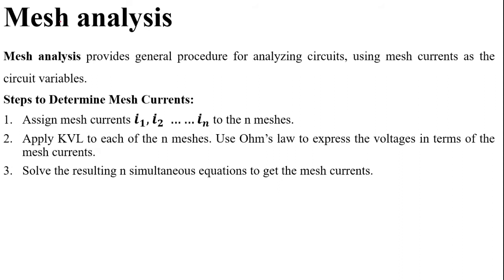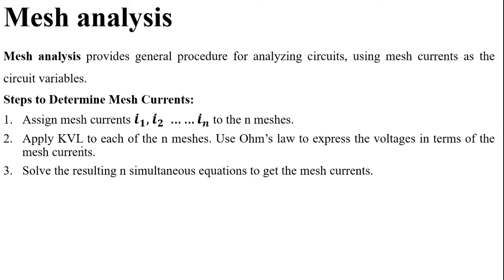There are three main steps to analyze mesh currents, for finding a current passing through a given element and a voltage drop across a resistor. So first, we have to assign mesh currents for each of the n loops. If we have n loops, we also have what? n mesh currents. And the second step is we use the KVL method.